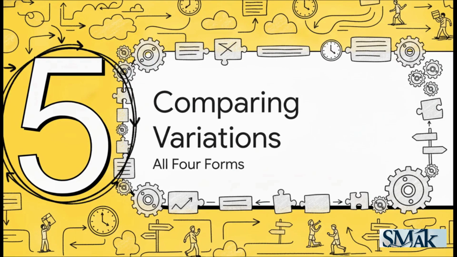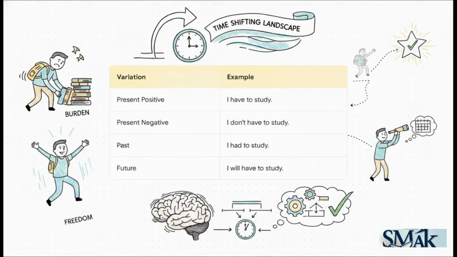Let's see how all of this connects. Section 5. Comparing all 4 variations. This matrix is fantastic. It literally lets you see the entire shifting landscape of obligation at a single glance. Look at how seamlessly the core idea transforms based purely on time.